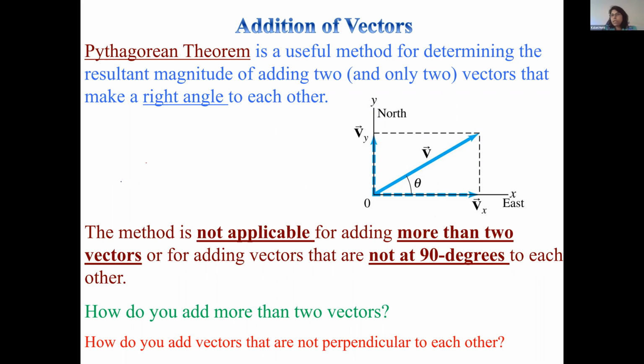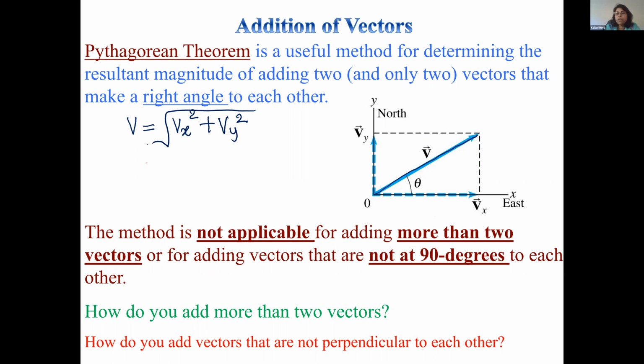So Pythagorean theorem, right? So what that means? If you know X component and Y component, how do you find this hypotenuse? So that is the solution for your resultant vector. Now V will be equal to Vx to the power 2 plus Vy to the power 2, and root of that. That is, we call it the resultant.